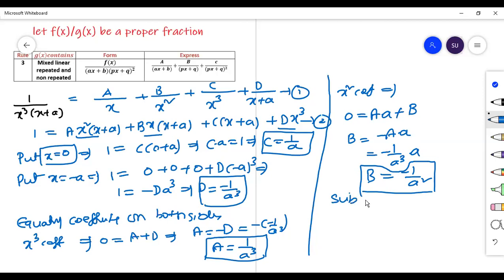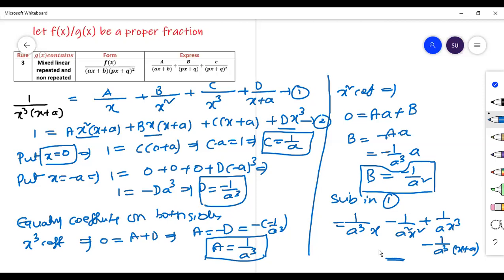Now substitute them in equation 1. I'm writing the right hand side directly. The left hand side is the same, 1 by x cube into x plus a. A by x, and A is 1 by a cube, so I can write 1 by a cube x. B is minus 1 by a square, so minus 1 by a square x square. C is 1 by a, that is plus 1 by a x cube. Next, D is minus 1 by a cube, that means minus 1 by a cube into x plus a is the answer.